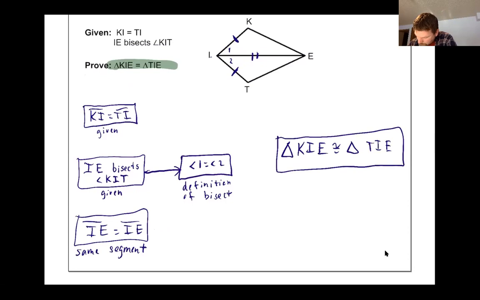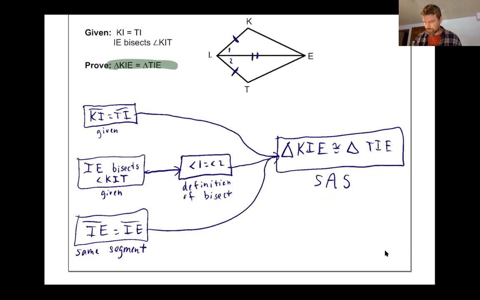How did I know it was true? By side, angle, side. And now let's remember how the flowchart works. I needed to know the sides were congruent, the middle angle is congruent, and the third side was congruent in order to say this. So all three of those are going to have to point to this box. Here's the first pair of sides. Here's the angle. Here's the second pair of sides. So all three of those are going to connect. So we got side, angle, side. There's my proof.